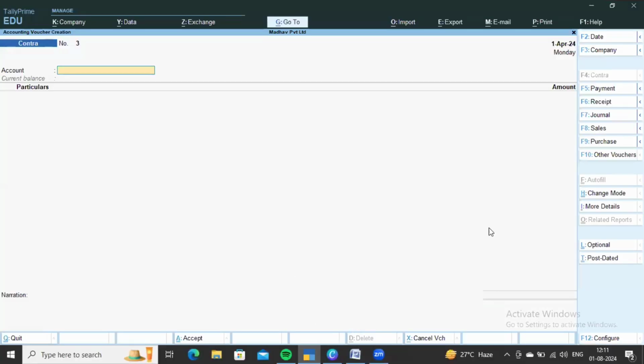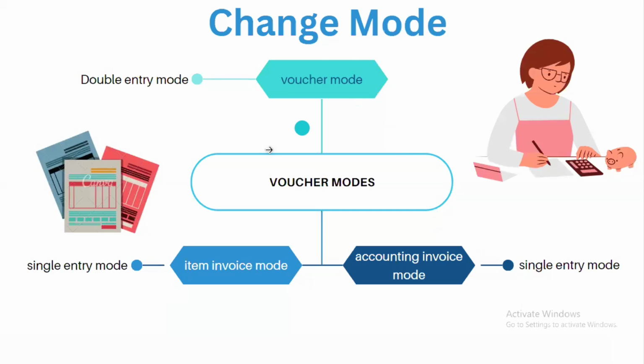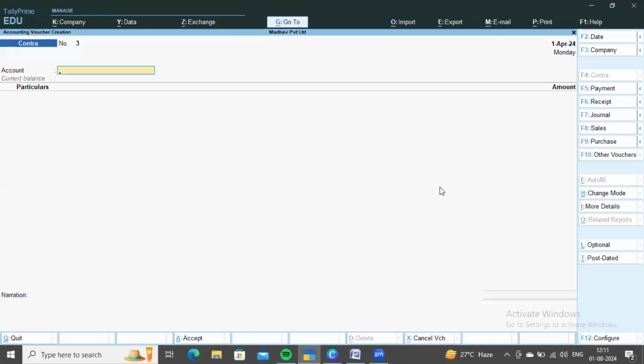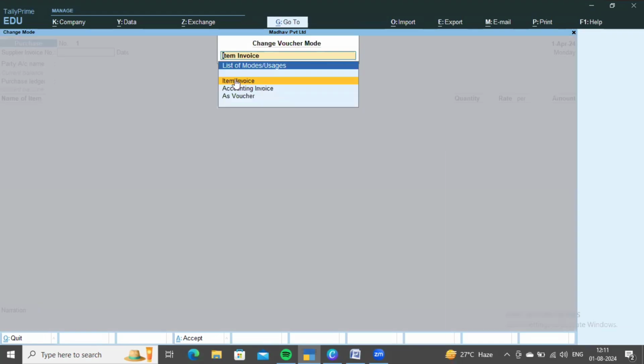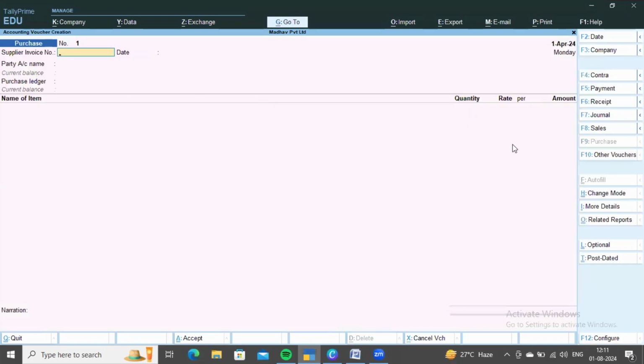So, in Tally Prime, first of all, these three modes are commonly used in four vouchers only: purchase voucher, sales voucher, debit note, and credit note. So, in Tally Prime, go to purchase voucher by pressing F9 button in your keyboard. Here, the purchase voucher screen appears. By pressing Ctrl plus H in your keyboard, the list of modes appears on the screen: item invoice mode, accounting invoice, and voucher mode. This is the format of item invoice mode, as we can record items, nothing but stock items, and give the quantity, rate, and amount.